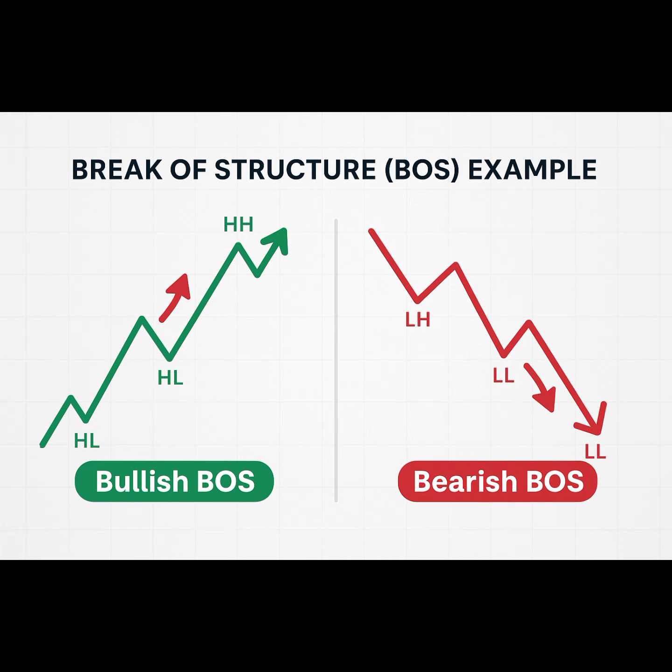In a downtrend, the market makes a lower low, retraces to a lower high, then breaks the previous lower low. That's a bearish break of structure, a continuation of the bearish move. Break of structure tells you that the trend is intact. It confirms strength in one direction.